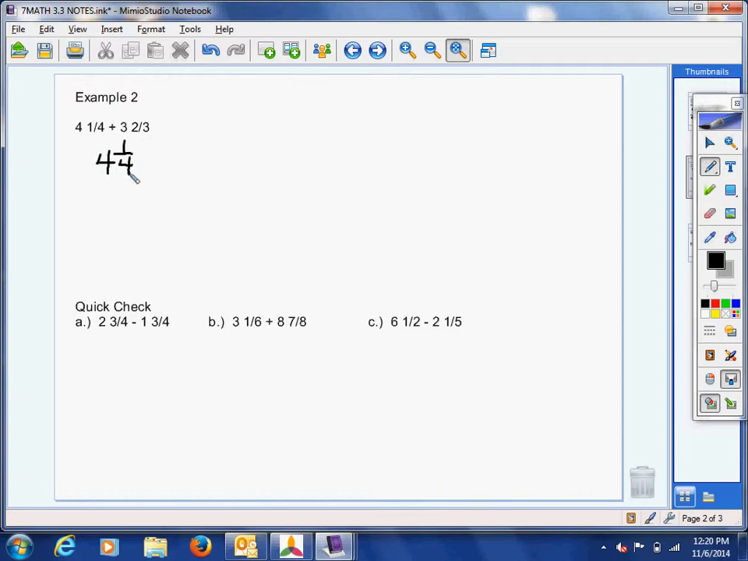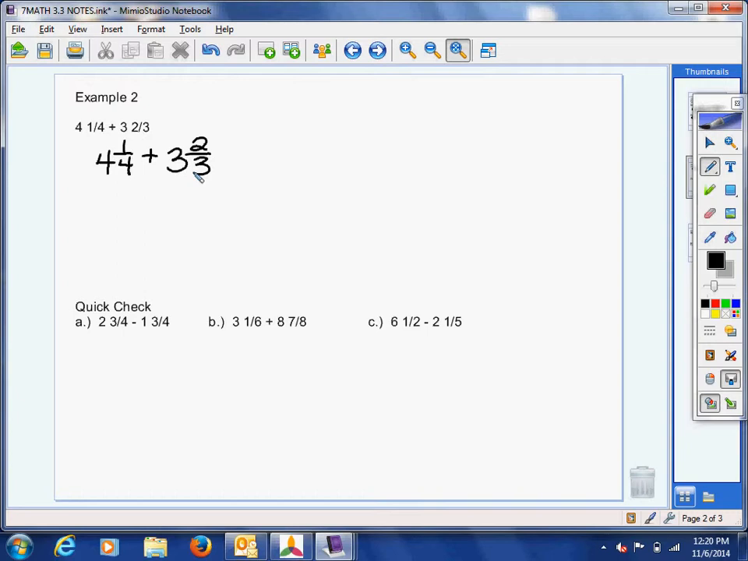Okay. Now strategy 1 is to turn them into improper fractions and then decide what your common denominator is. You can do it that way. You can also go ahead and get your common denominators in your fractions and then turn them into improper fractions. However you want to do that is fine. Let me show you the first one.